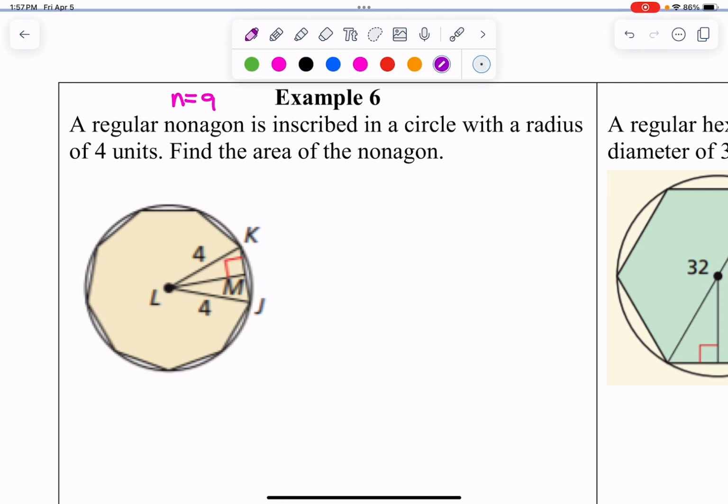So if I want to find my central angle, and that is the angle KLJ, we're always going to take 360 divided by how many sides we have. So if I take 360 divided by 9, that's going to give me 40 degrees.